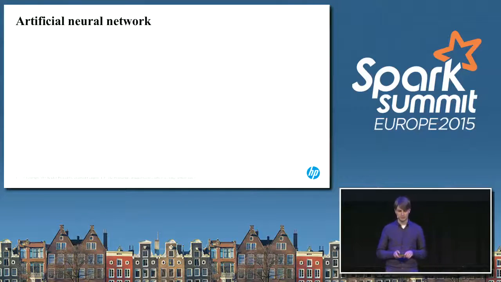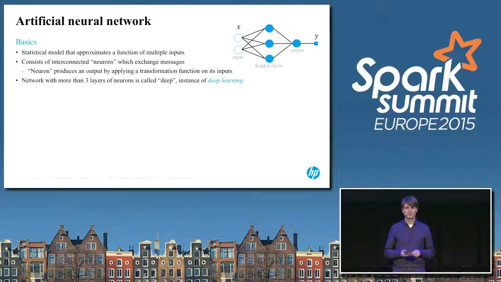So what are neural networks? It's a statistical model that approximates a function of multiple inputs. It consists of interconnected neurons and they exchange messages. A neuron produces an output by applying a transformation function on its inputs. And neurons are usually grouped into layers. A network with more than three layers of neurons is usually called deep, and it can be considered as an instance of deep learning. For example, on the right-hand side, you can see a simple neural network with two inputs, one output, and one hidden layer with three neurons.